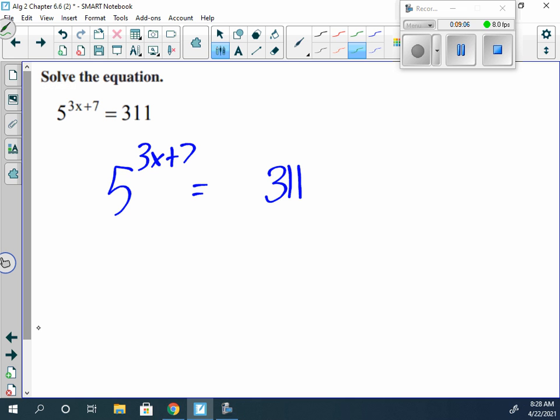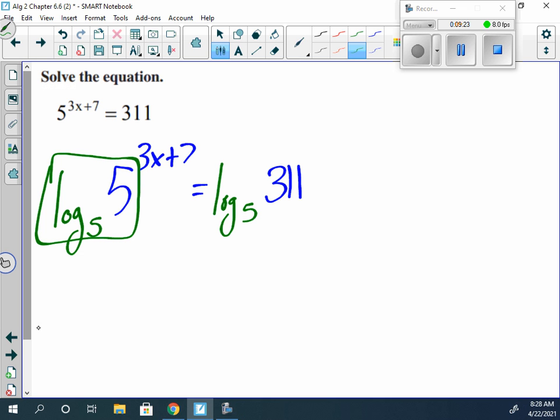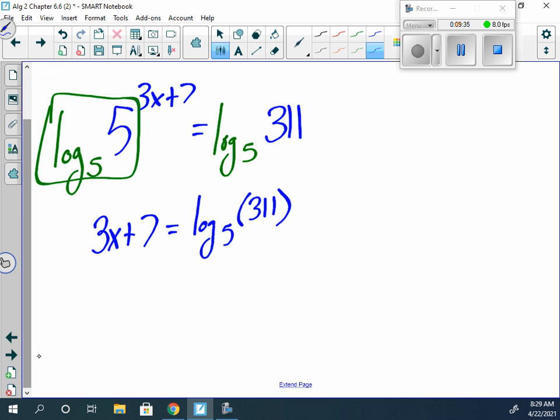What can we do first? Right, we're going to take log base 5 of both sides. Because as we know, log base 5 of 5 will simplify out, leaving us with just 3x plus 7 is equal to log base 5 of 311.